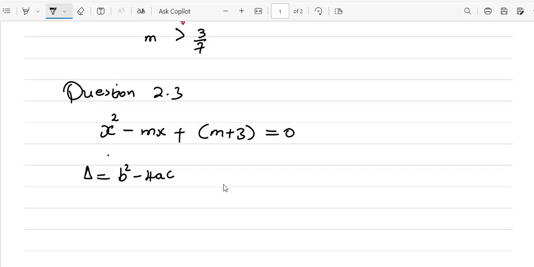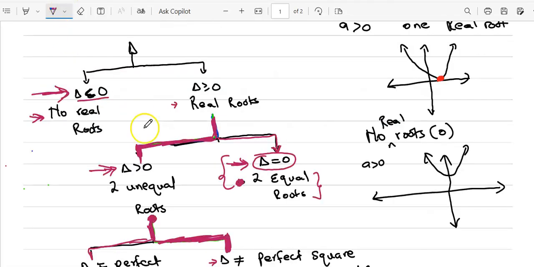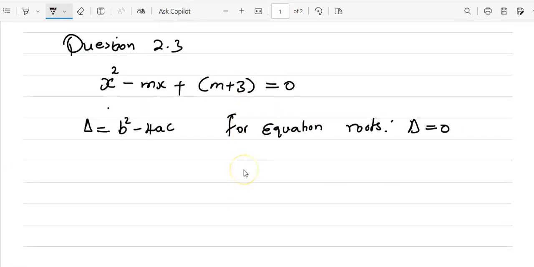But before we do that, remember they say for the equation to have equal roots, the discriminant will be equal to 0. Why? Because the question says it has equal roots. So if you go to your maths, when we have equal roots, it's when the discriminant is equal to 0. So we need to take our discriminant and equate it to 0. So b squared minus 4ac has to be equal to 0. Then now you can start solving. So plug in your ingredients and follow the steps.